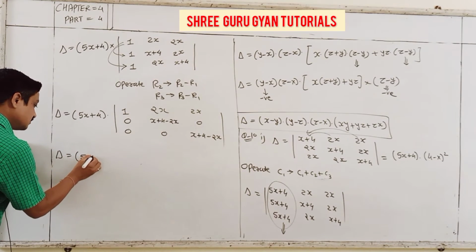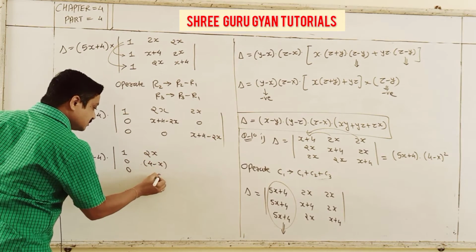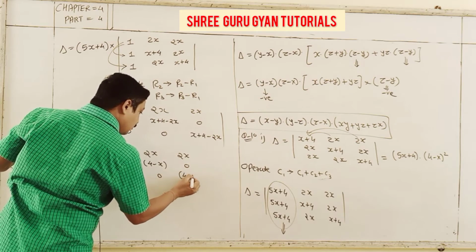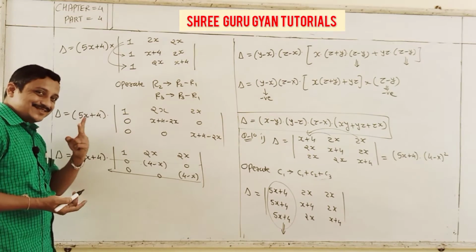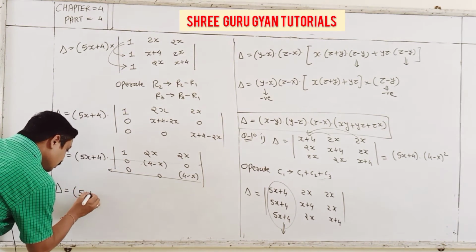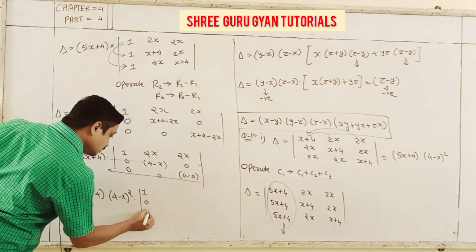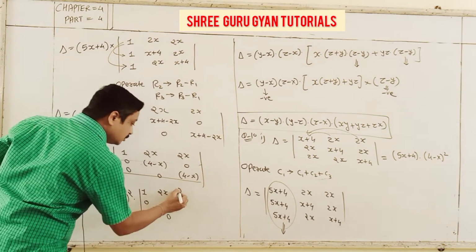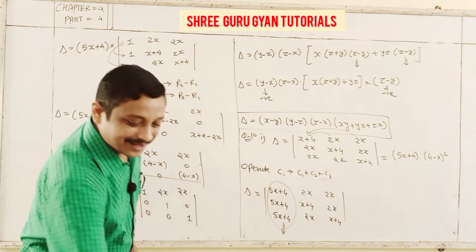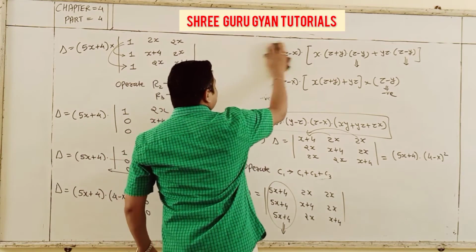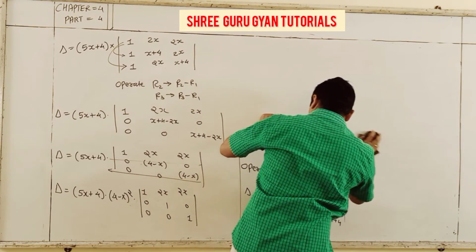So our answer is 5x plus 4, 1, 0, 0, 2x, here 4 minus x, 0, 2x and 4 minus x. You will check this common, 4 minus x 2 times. So del answer is a 5x plus 4, 4 minus x the whole square. And other is 1, 0, 0, 2x, 1, 0, 2x, 0, 1. And now, 4 zeros coming, you go to only decide the definitions. Definitions wise, you can move your answers.